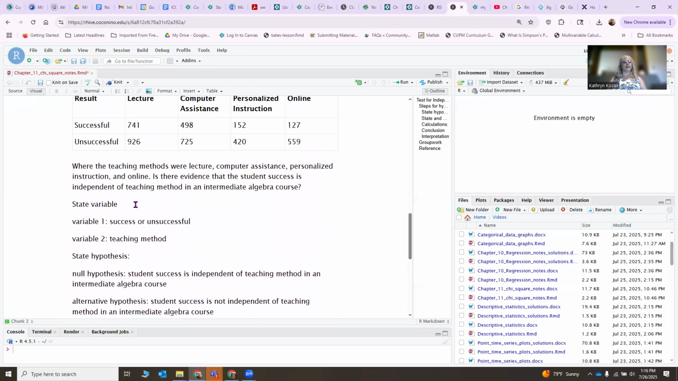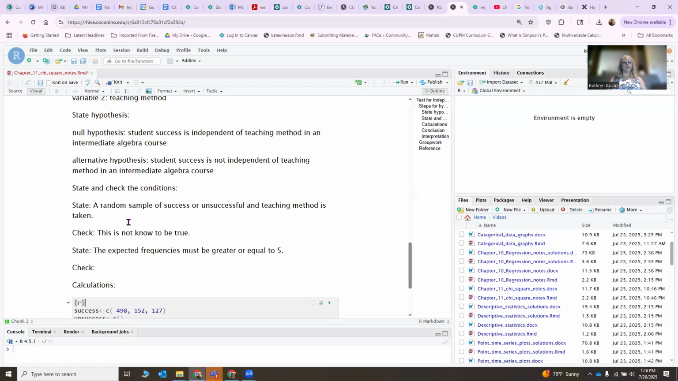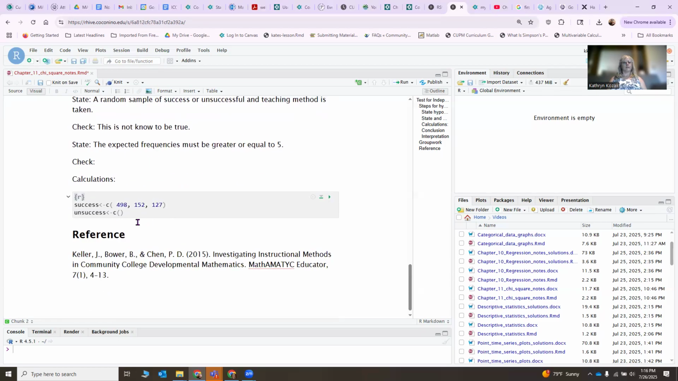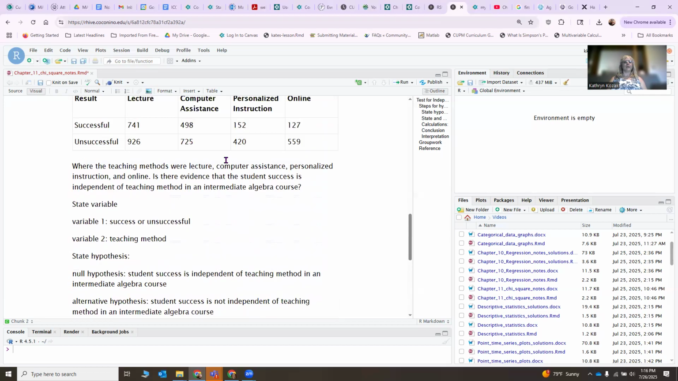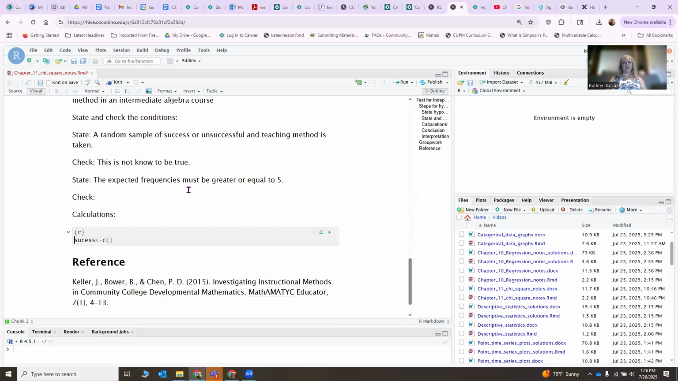All right, let's try 741, that was the first number. I seem to be having issues with typing, so let's just take that all out and try again. Success is C. And this is why it's nice having a data frame.